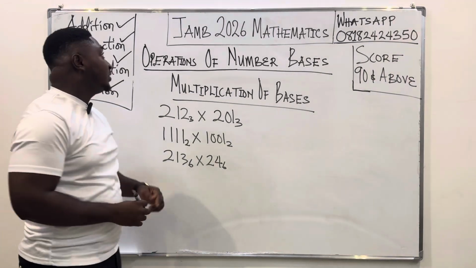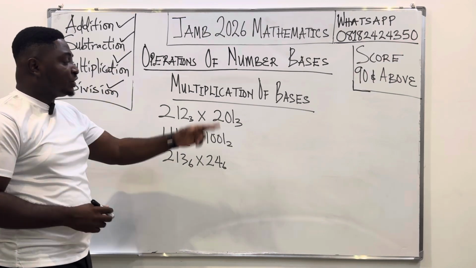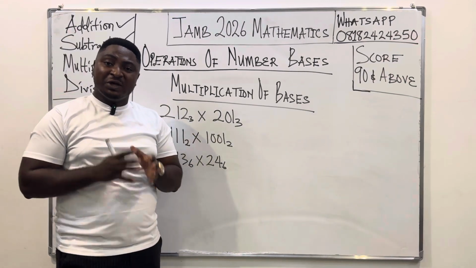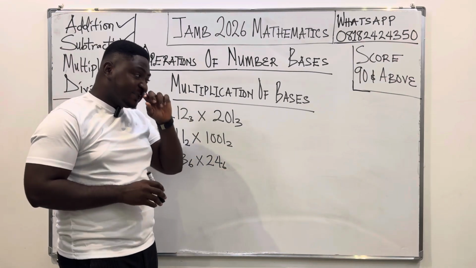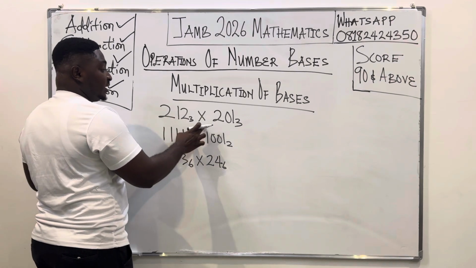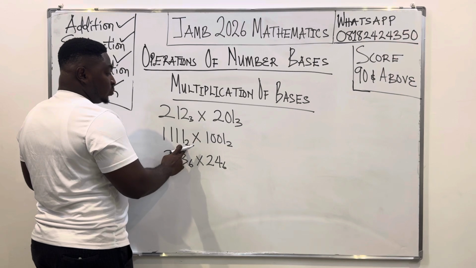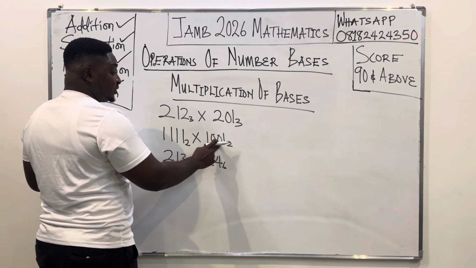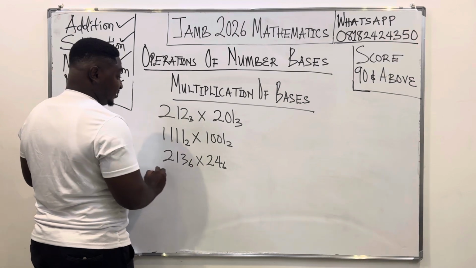Okay, now we have done addition and subtraction of bases. We want to look at multiplication of bases. Remember, we're still following the JAMB syllabus, the JAMB scheme of work. Yes, multiplication of bases, and we have 3 questions on the board. We're asked to multiply 212 base 3 by 201 base 3, 11112 base 2 multiplied by 1001 base 2, and 213 base 6 multiplied by 24 base 6.